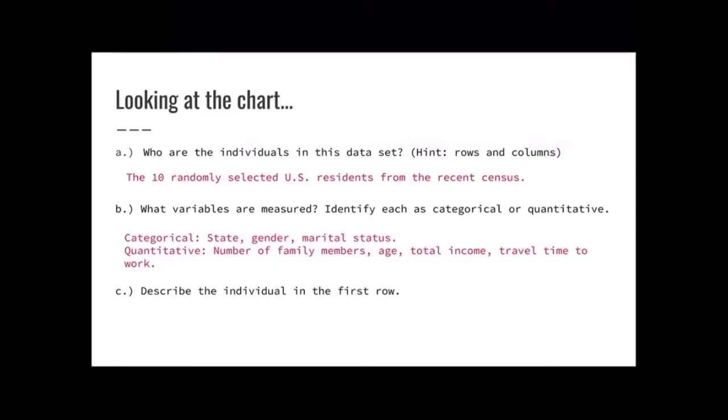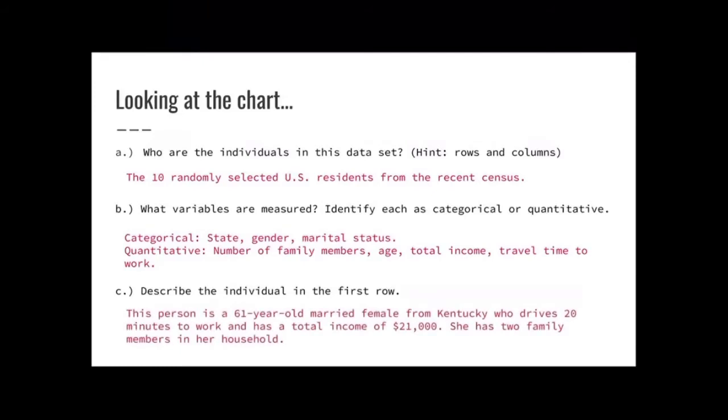So describe the individual in the first row. So this person is a 60-year-old married female from Kentucky who drives 20 minutes to work and has a total income of $21,000. She has 2 family members in her household.